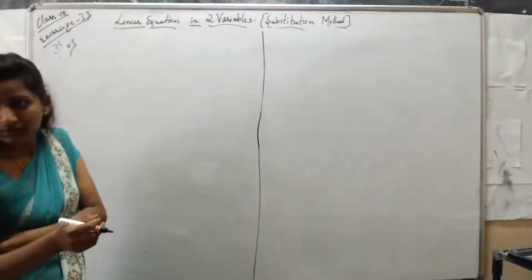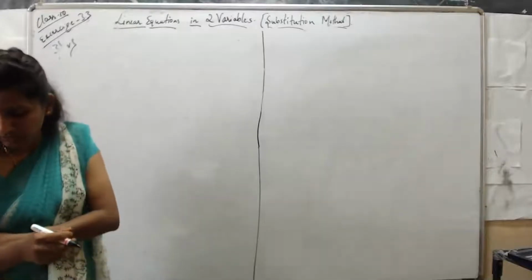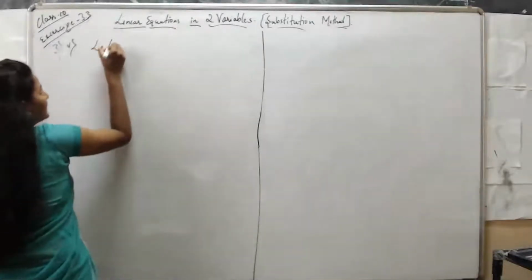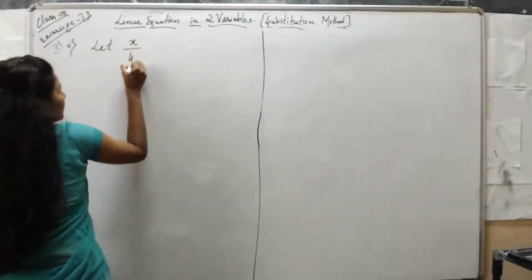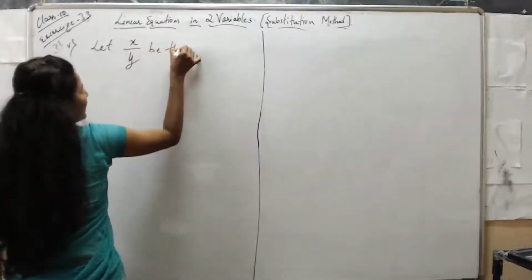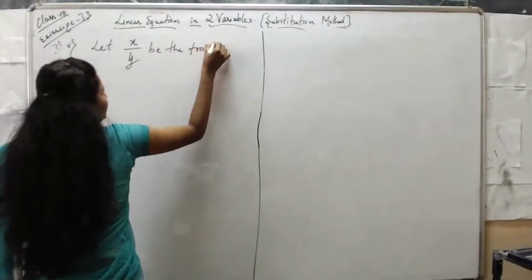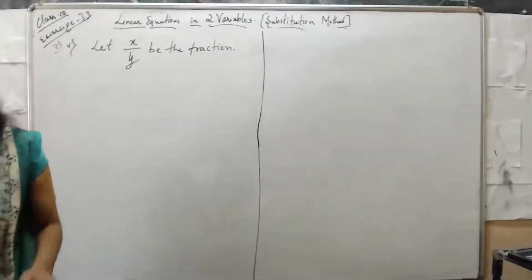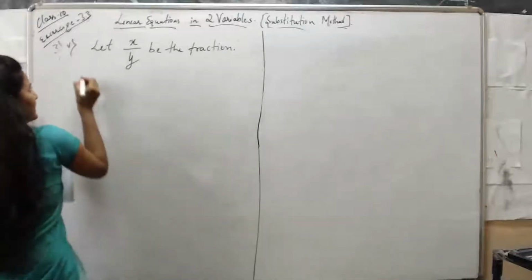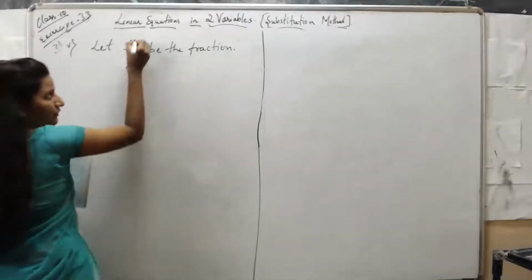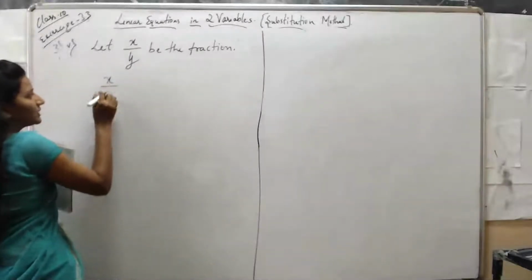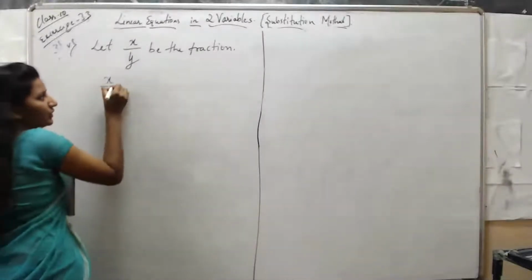Okay, find the fractions. Oh, I can solve. Next. Let x by y be the fraction. What is given here is a fraction. What is the fraction? x by y is the fraction which we don't know.